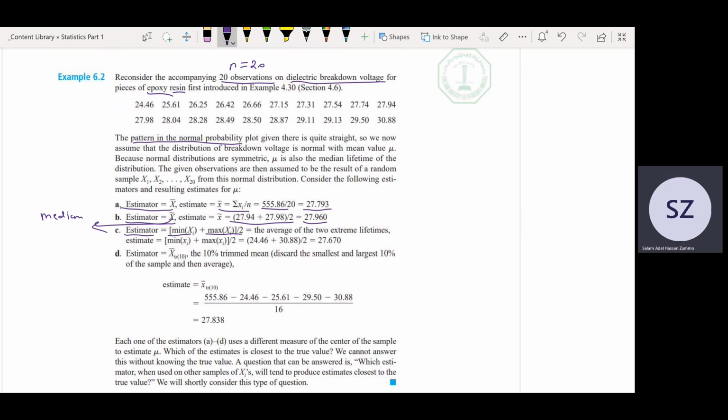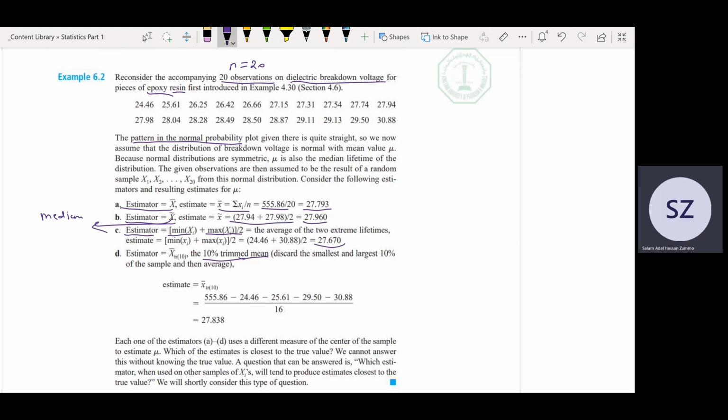So it's another estimator: the minimum plus the maximum divided by 2. This is the estimator, the equation, and when we calculate the estimate it gives me 27.6. This is a third estimator. A fourth estimator is the 10% trimmed mean. It means I remove the lowest 10% of the data and the highest 10% of the data. The idea is that the extremes may be biased or may be outliers, so they trim the data.